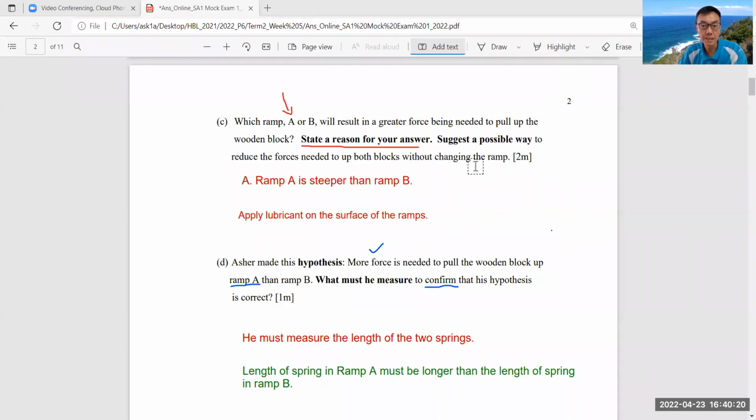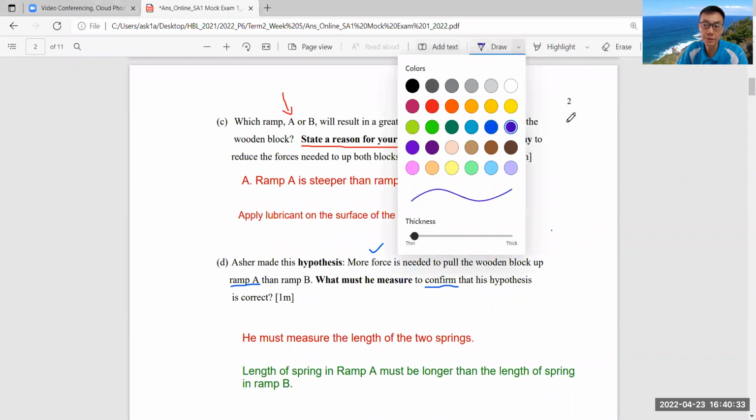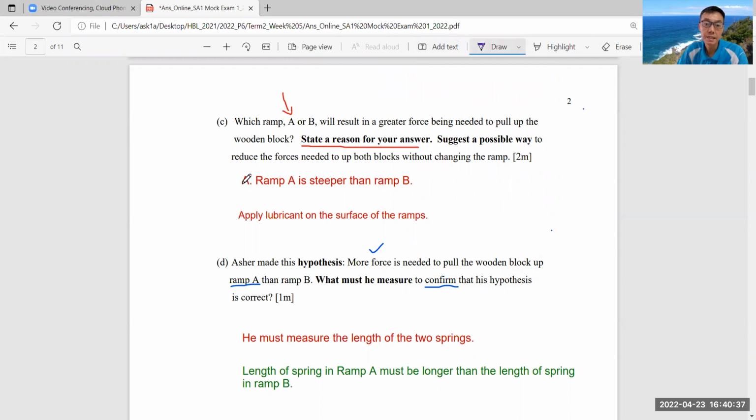Okay, let's look at part C. Which ramp, A or B, will result in a greater force being needed to pull up the wooden block? And you have to state a reason. Okay, state is very easy. You just state the answer and the reason: A, because ramp A is steeper than ramp B.